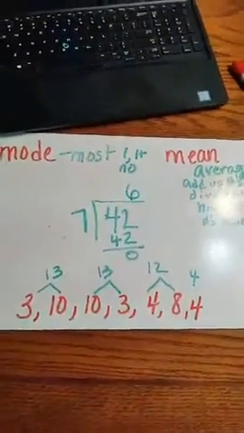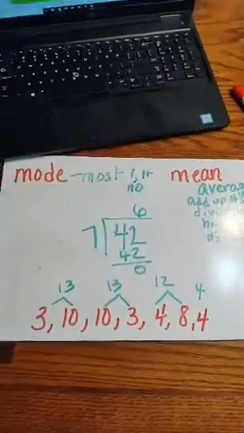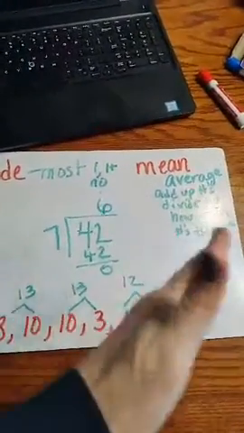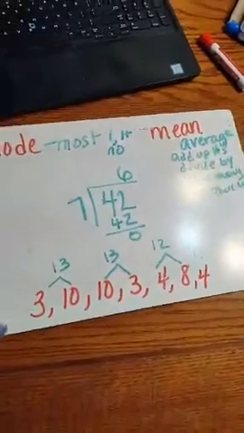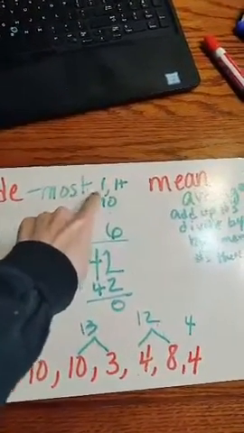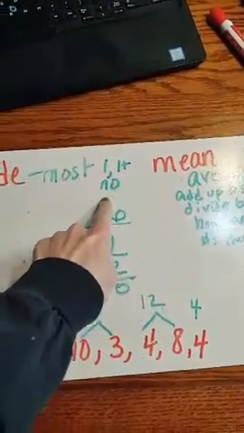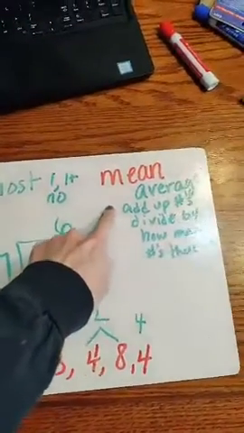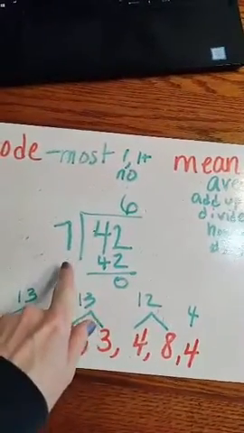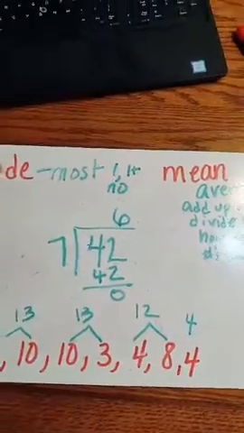So remember, with median and range that we did yesterday, you need to put them in order. With mode and mean, you don't necessarily have to. Remember, mode means most. We can have one mode, more than one mode, or no mode. Mean is your average. We add up our numbers and divide by how many numbers we have.